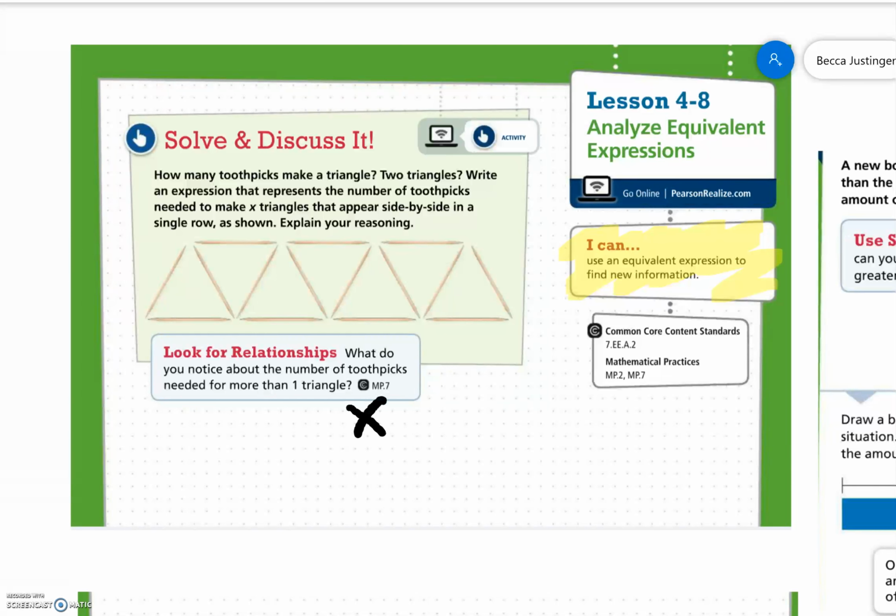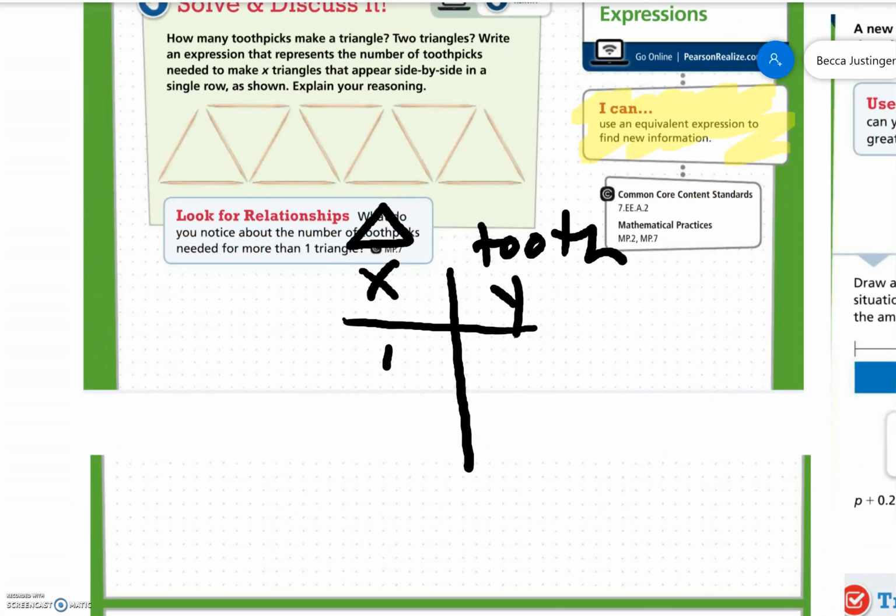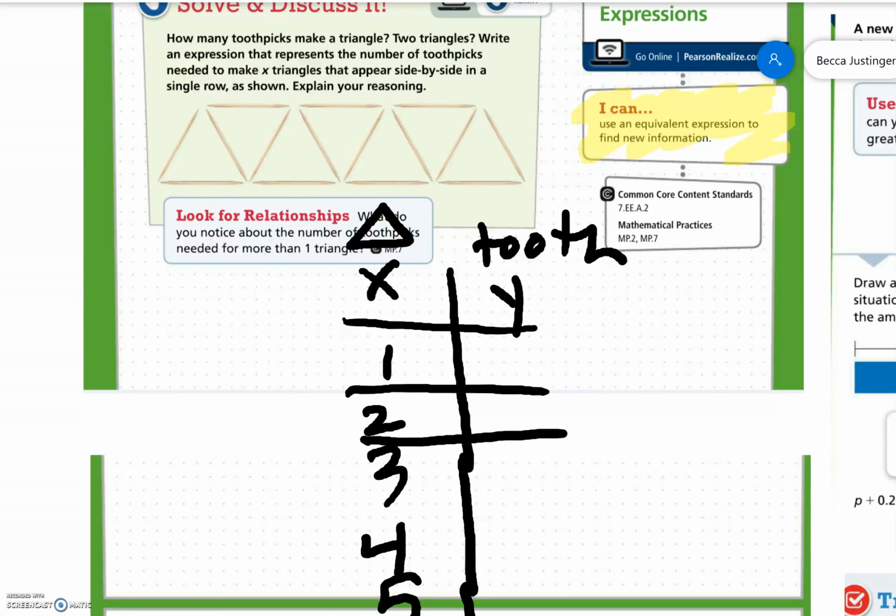This is going to be X. That's the number of triangles. And this is going to be Y. That's the toothpicks. So I'm going to put toothpicks and I'm going to put a triangle. So what I want you guys to do is fill out for 1, 2, 3, 4, and 5 triangles. I think we'll get the point by then. Pause the video and share your findings.